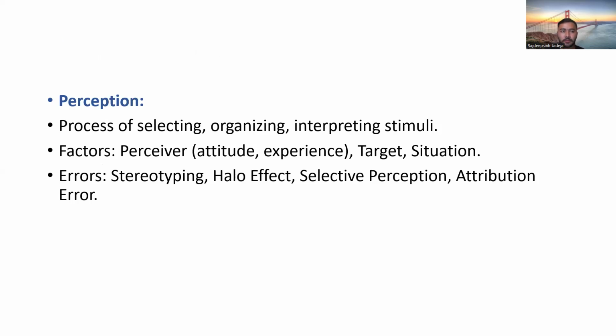Perception, in simple terms, is our view towards something or the outer world. It is a process of selecting, organizing, and interpreting stimuli, meaning the events of the outer world.